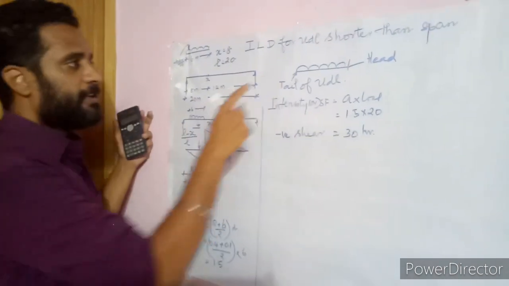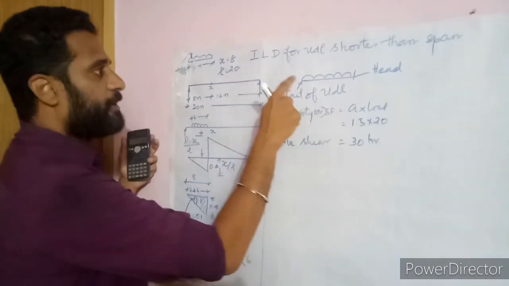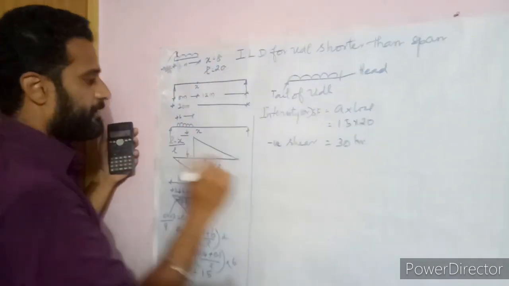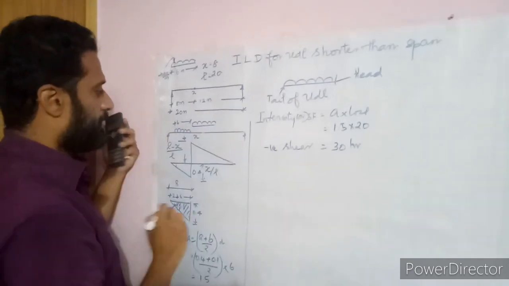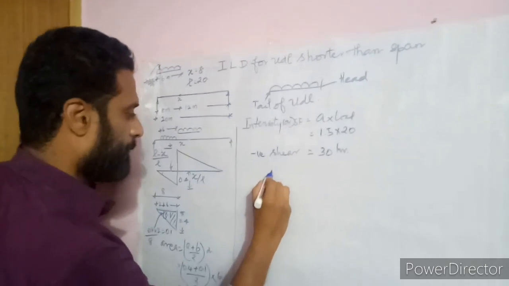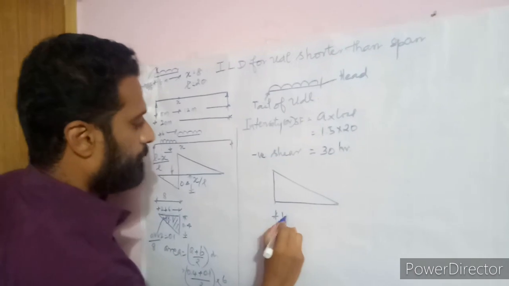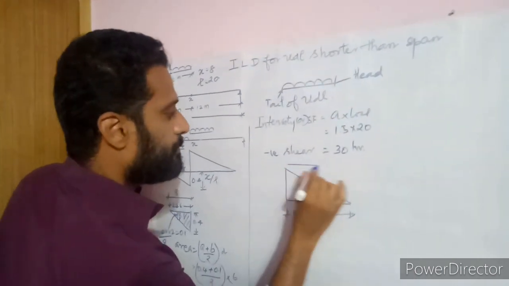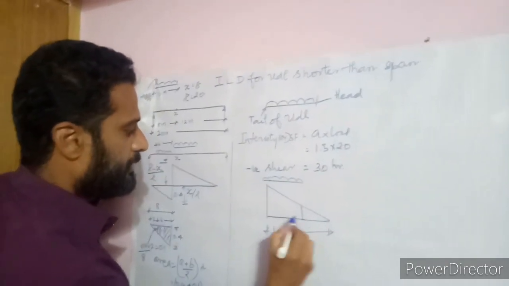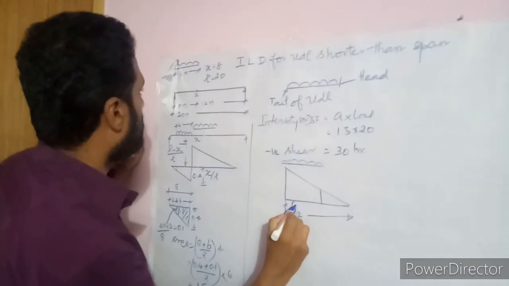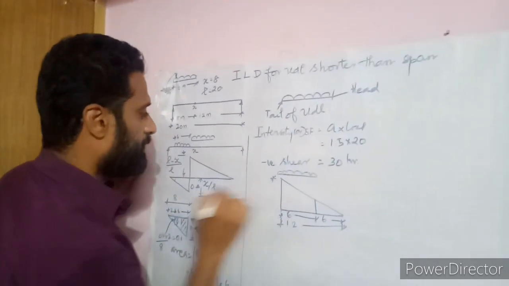Next we need to find out the positive shear. For positive shear, keep the tail end at the X distance. Got it? For the positive shear, we need to keep the tail end at the X distance. Suppose I'm keeping it here. So this is the thing. So I'm segregating the positive shear and plotting. So this distance is 12 meters and the UDL has been placed here at the tail point. So this distance is 6 meters and this distance is 6 meters. So this intensity we need to find out.